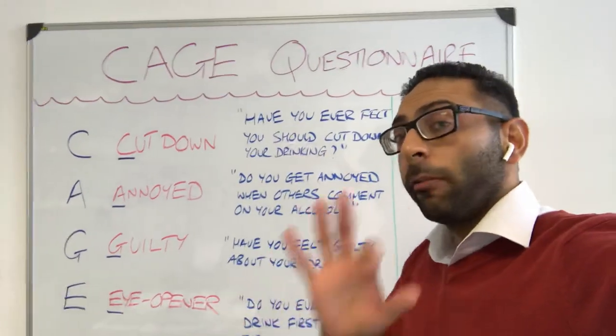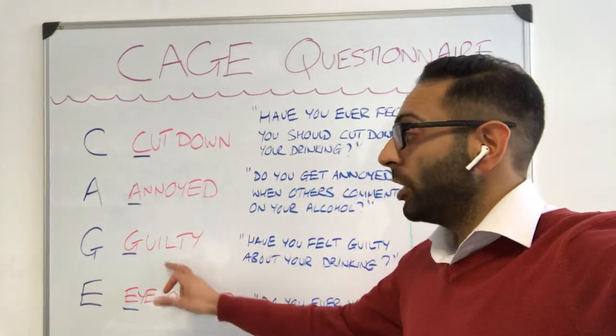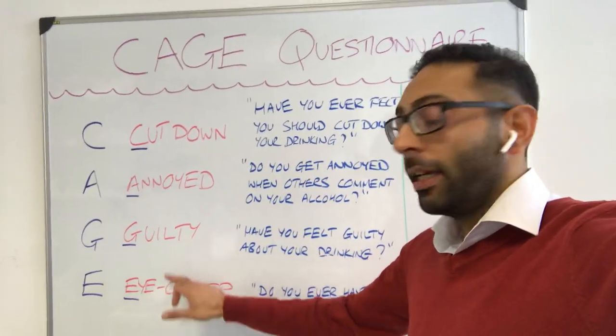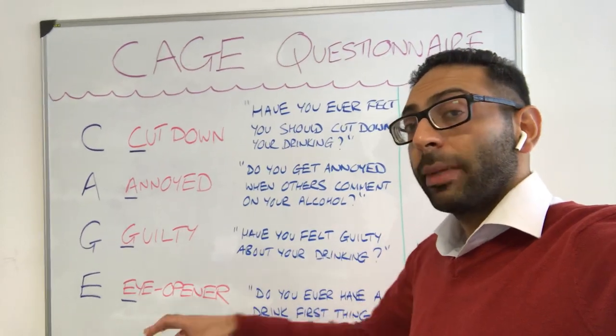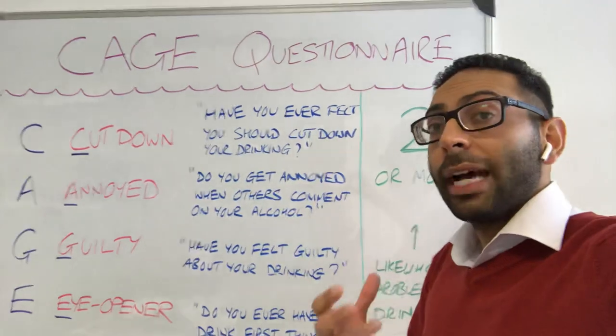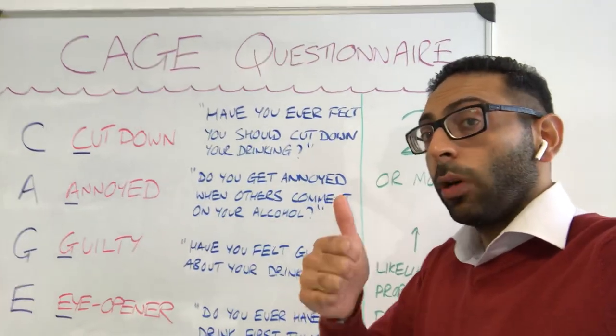medical exams. So CAGE has got four components: C, A, G, E. C for cut down, A for annoyed, G for guilty, and E for eye-opener. So some example questions then. C: Mr. or Mrs. X, have you ever felt that you should cut down your drinking? If yes, it's 1 point.